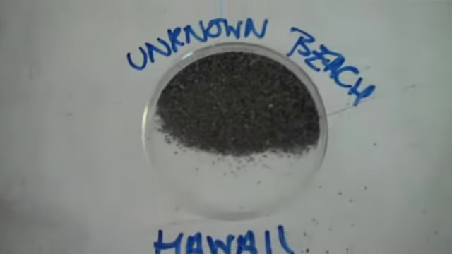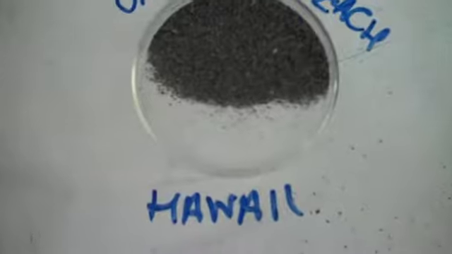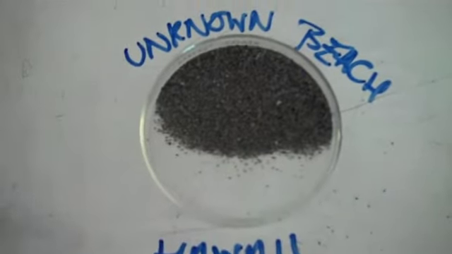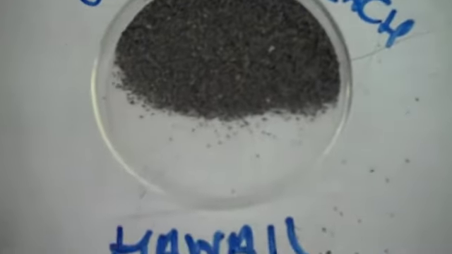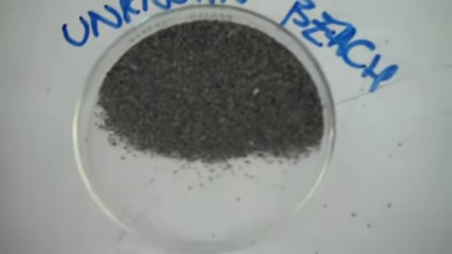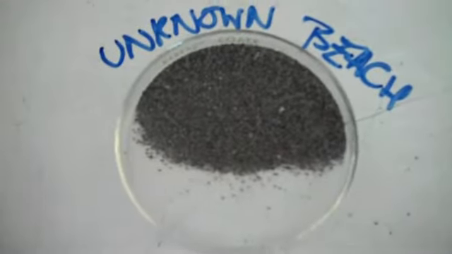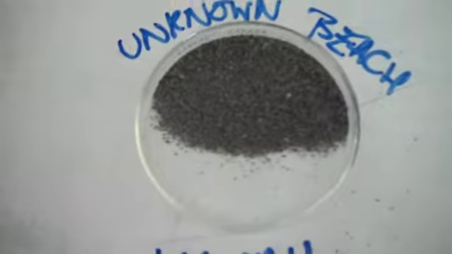We can also go to Hawaii, where this sediment is similar in texture to the Salisbury Beach, but has a distinctive black color from the basaltic lava that pours out of the Kilauea and Mauna Loa volcanoes there.